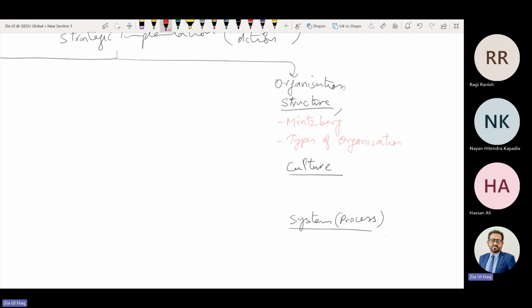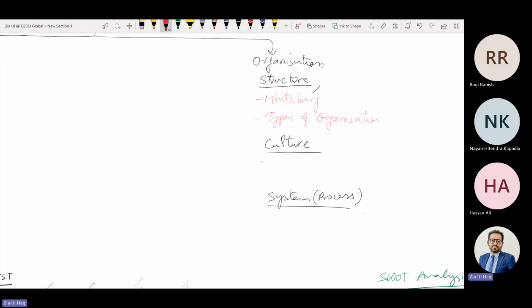Before making changes, we must be aware about the culture, and culture we can find through the cultural web model, meaning how the culture looks like. So there are 7 elements of culture. Or according to Handy, there are 4 types of culture. We have covered this. Power culture, role culture, task culture, people or person culture.